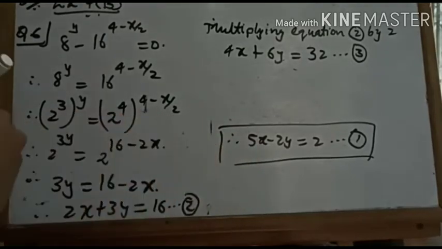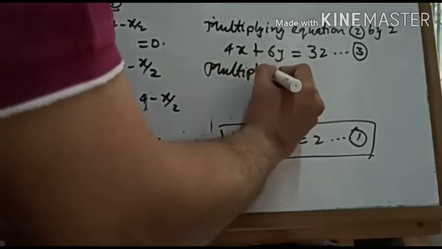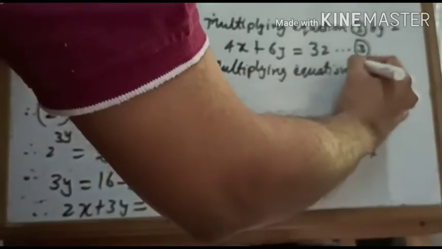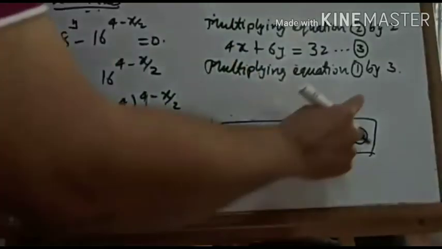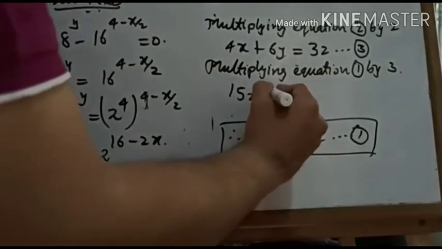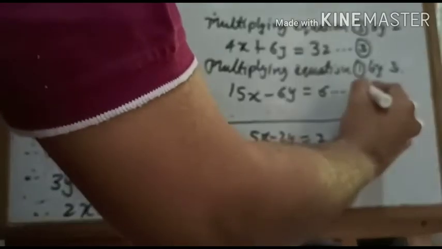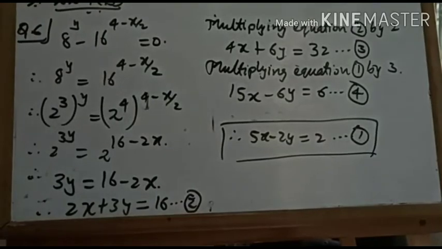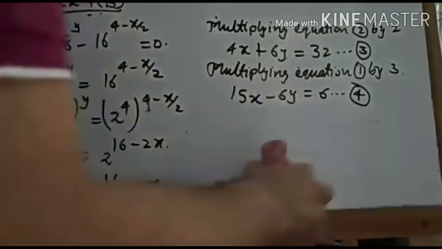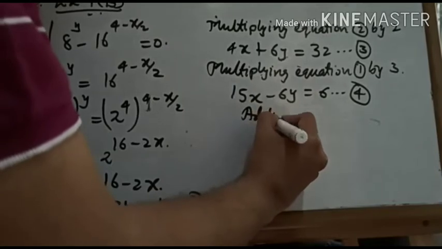Now, equation number 1, I am multiplying equation 1 by 3. So 3 into 5x, 15x, 3 into negative 2y, negative 6y, 3 into 2 is 6. This is my equation number 4. Now why did I multiply? You will realize just now. What I am going to do is add equations 3 and 4.